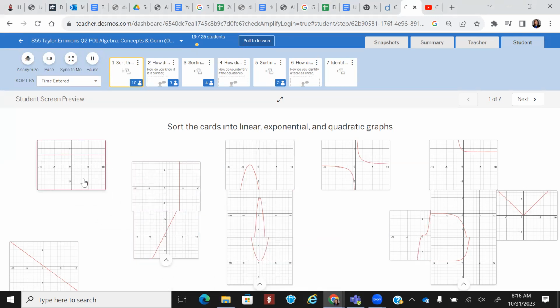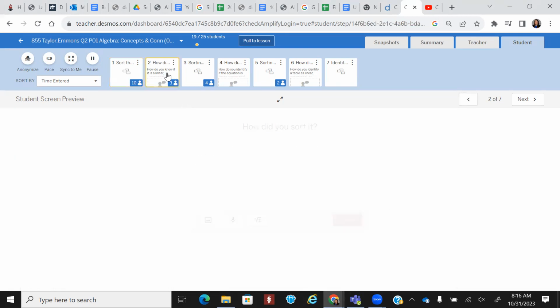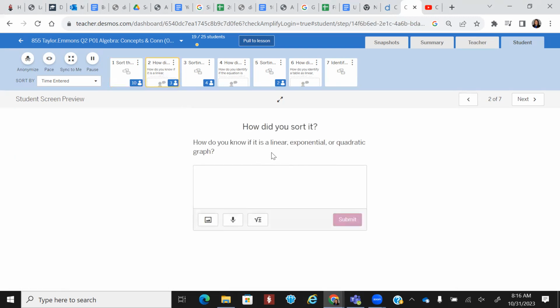This one right here, x technically is not linear, it's a constant. But if you put it in here, it's okay for right now. We're gonna go ahead and look at slide 2. How'd you know if it was linear, exponential, or quadratic? Somebody summarize it for me.